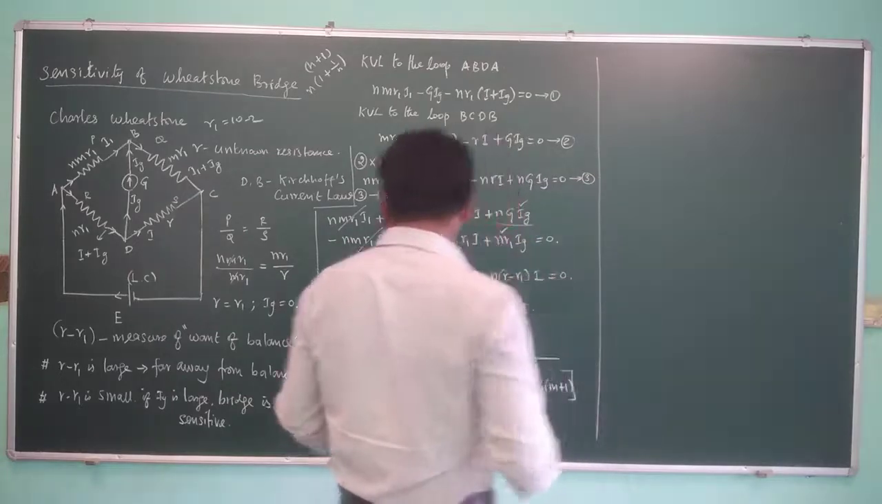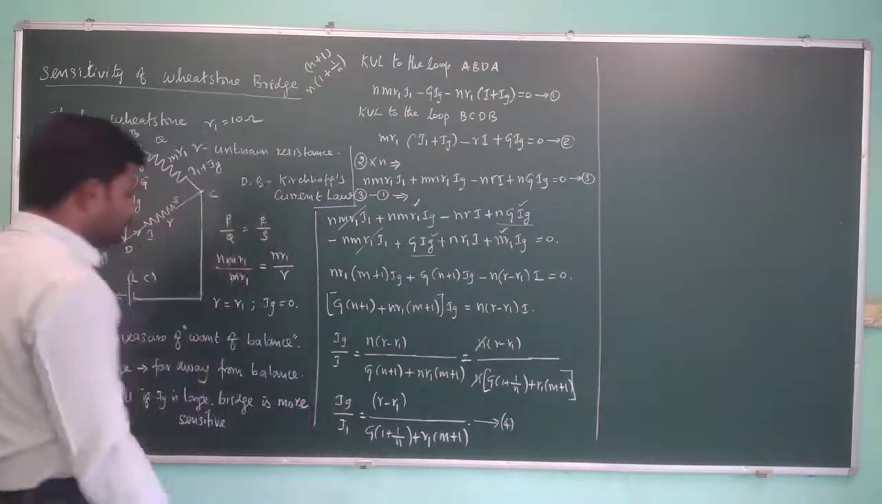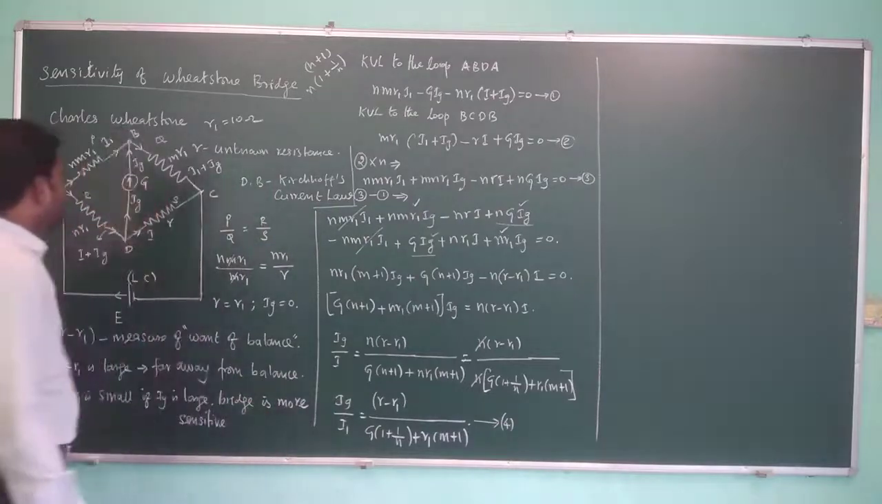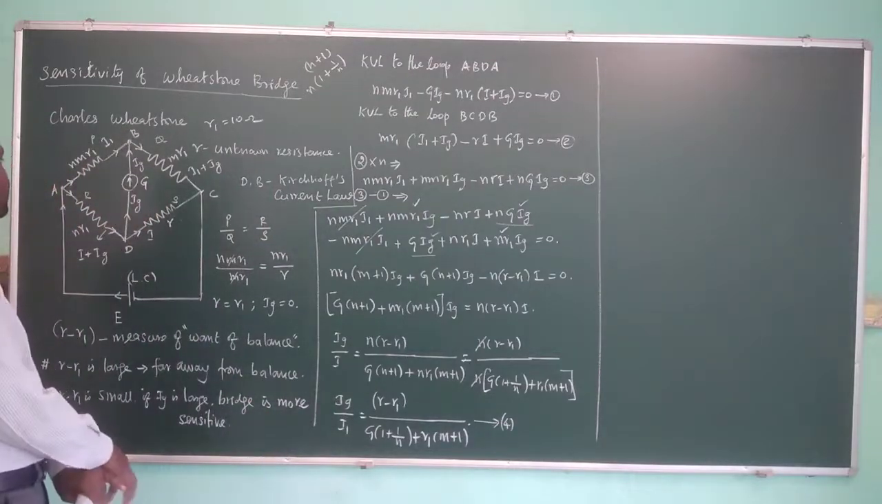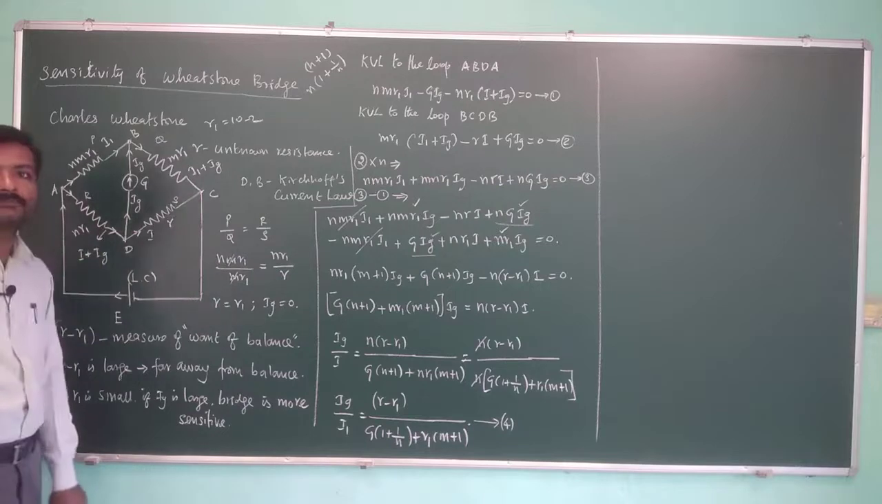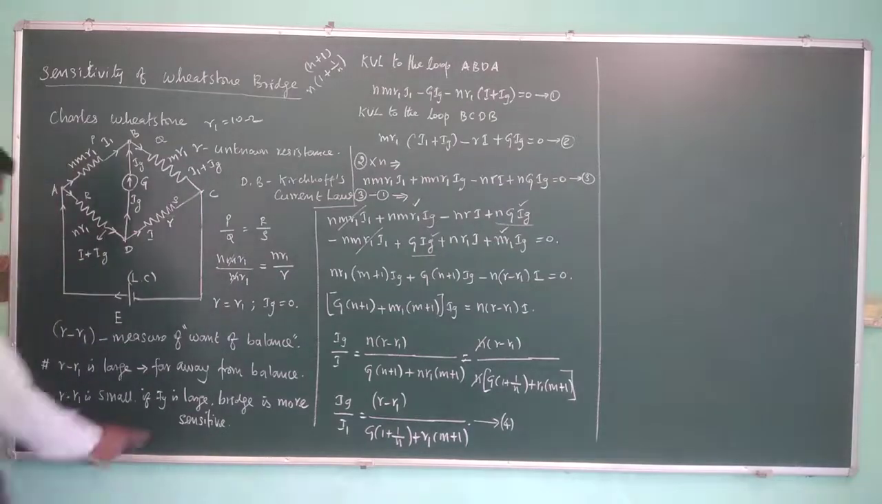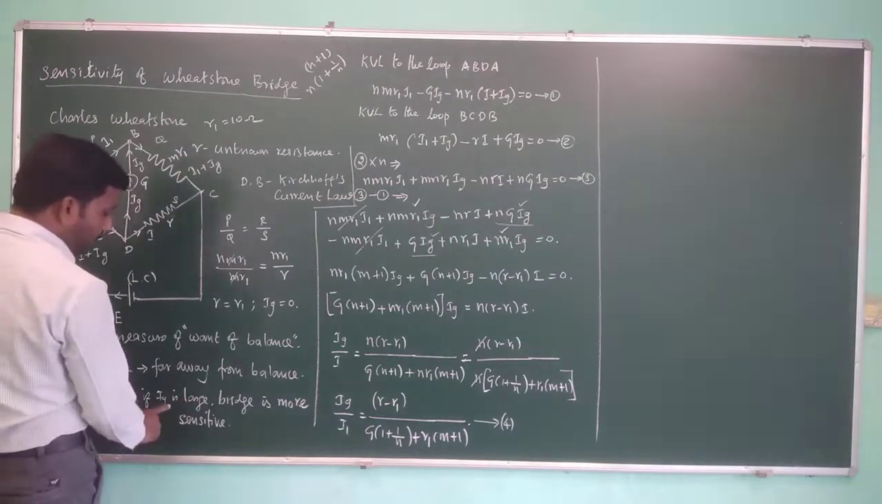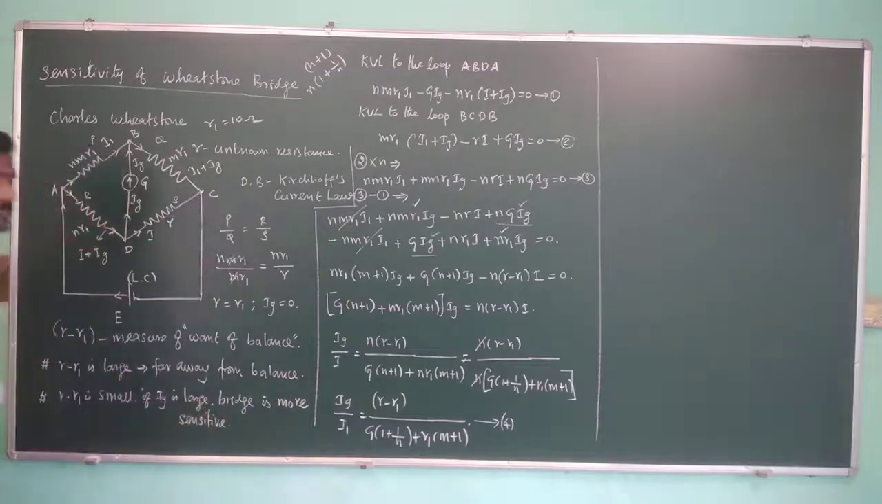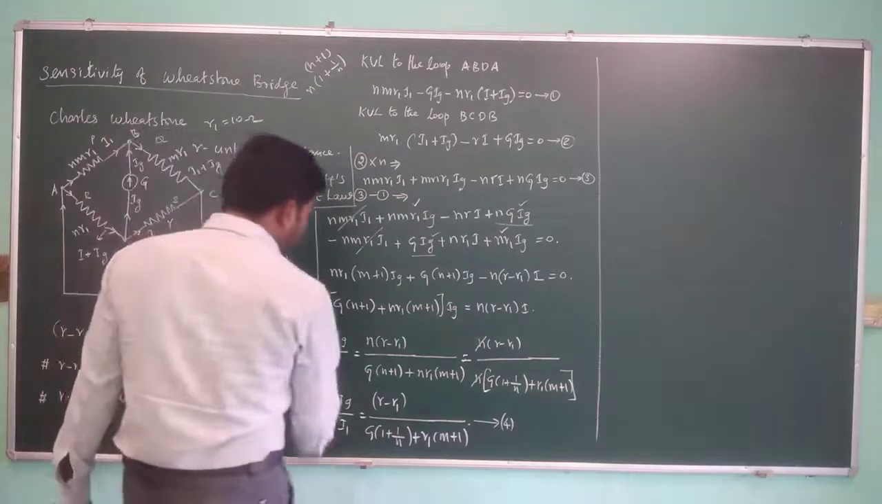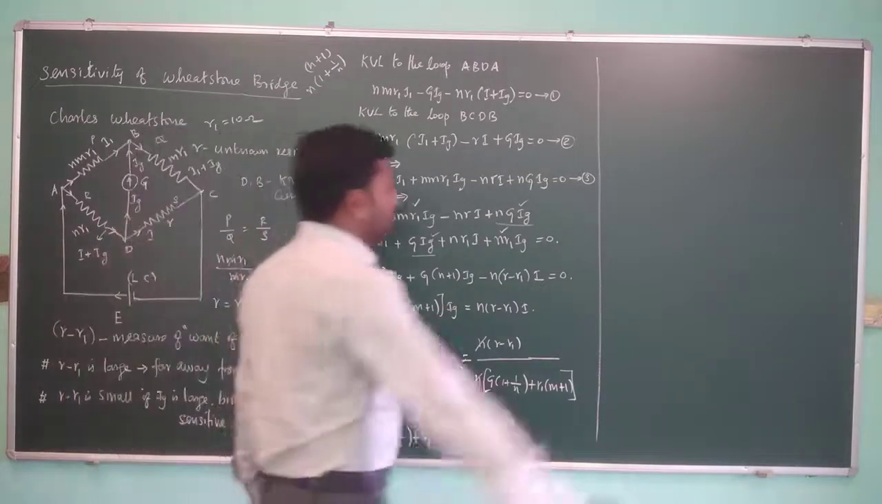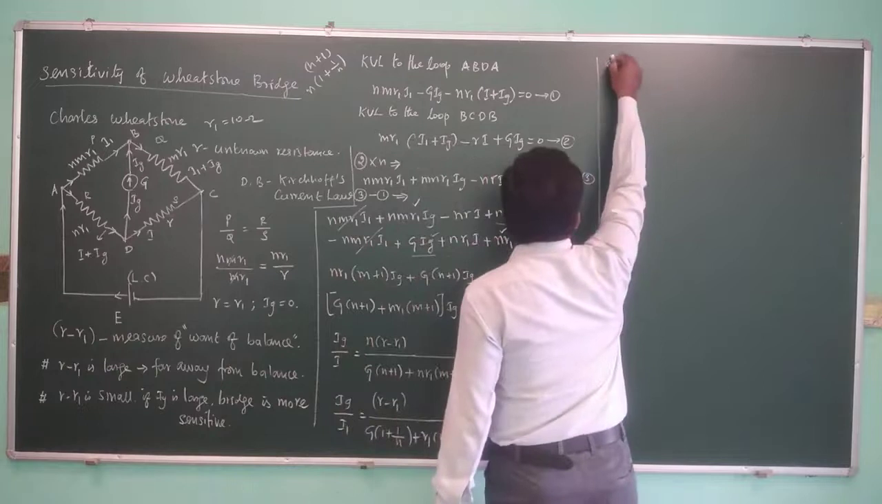See, now the sensitivity of the bridge is said to be high when the Ig is high. If Ig is large, the bridge has more sensitivity. That is what we have told earlier. And what are the ways this Ig can be large? Ig can be large under 4 situations.